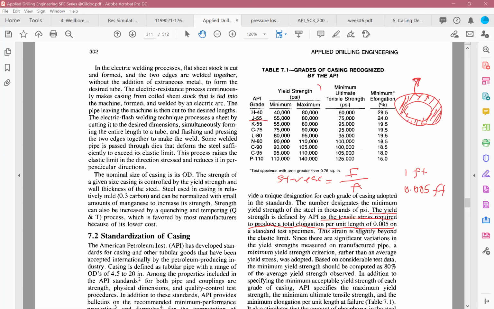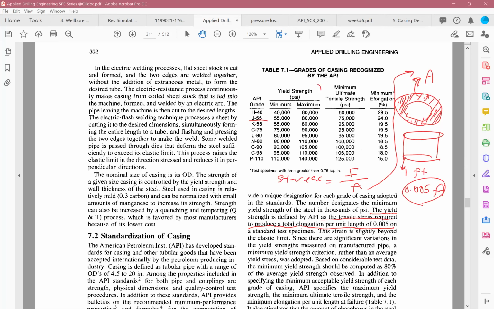This thickness of the casing, the area of the steel, is the unit area that we are talking about here, right? So the force that you need to apply to that casing in order to change its length, or relative length, by 0.005 feet is called the minimum. It's called the yield strength, right?